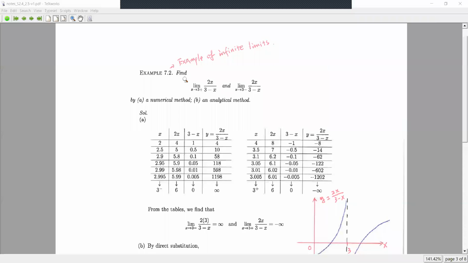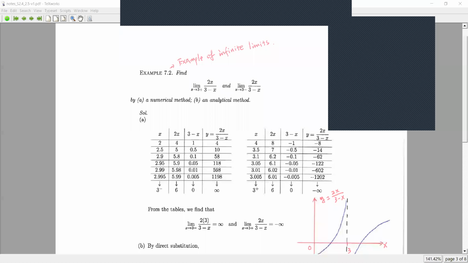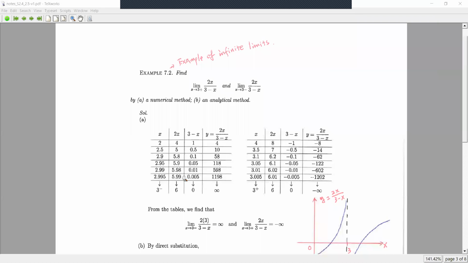Example 2. Find these two limits by a numerical method, then by an analytical method. This is one example about infinite limits. That is, the limit is an infinity. This is the solution to part A.